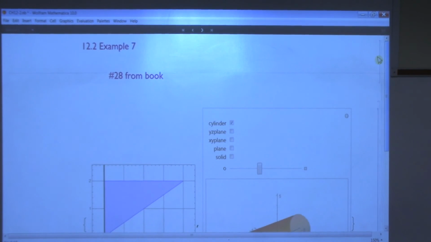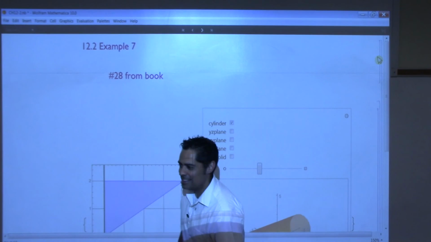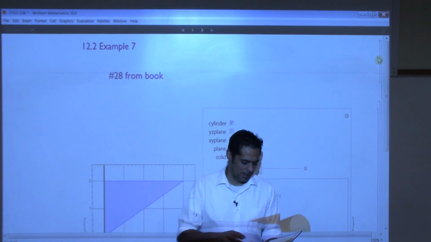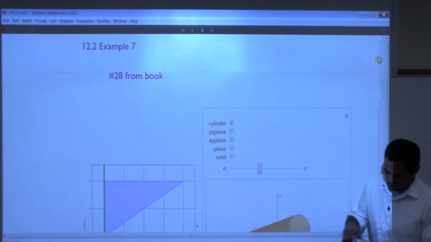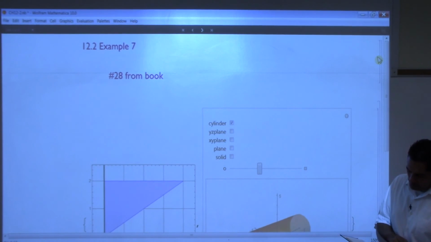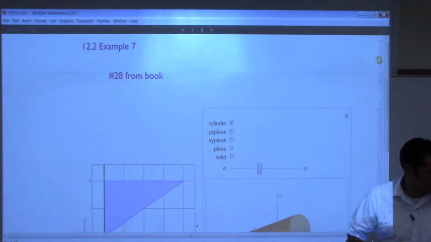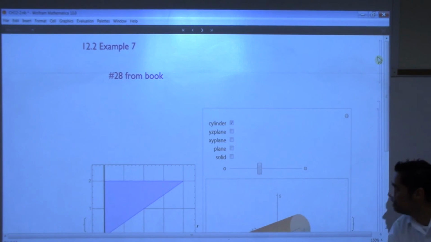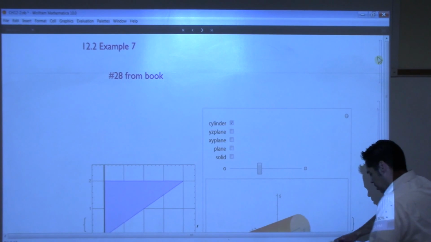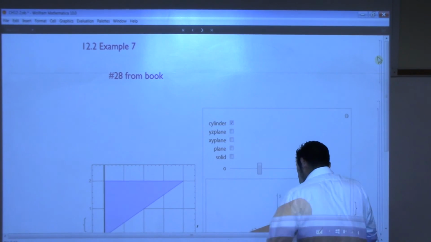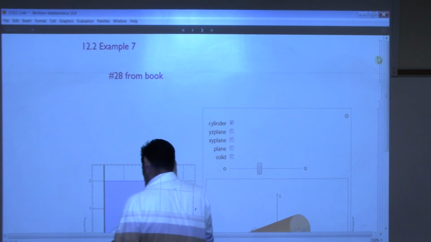All right, this is a tough problem. We have 15 minutes. I want you, let's see, how many people have books? Yeah, is there like one book per table? I want you to look at number 28 from the book. This is on page 708. I'll put all the information up here. But in 15 minutes, let's see what you can do about finding the volume of this solid, okay?